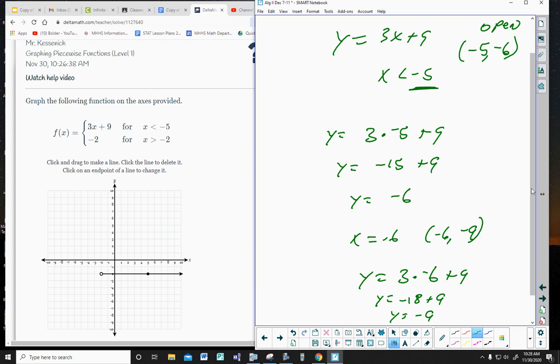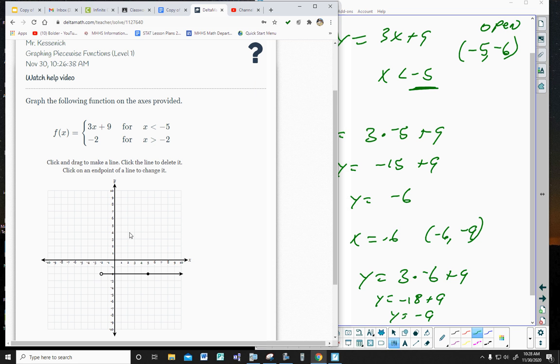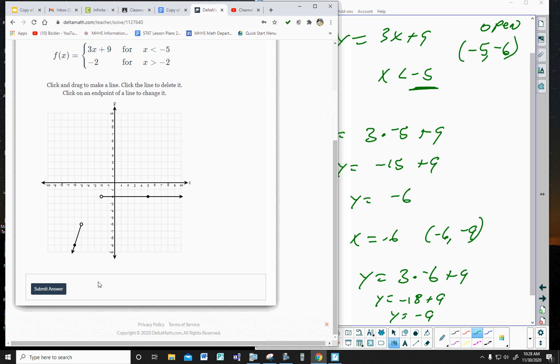So then you go and plot these points. Negative 5, negative 6. I'm going to click and hold. And I'm going to go to negative 6, negative 9. And let go. This point is open. This point is arrow. Okay? And then you'd submit it.